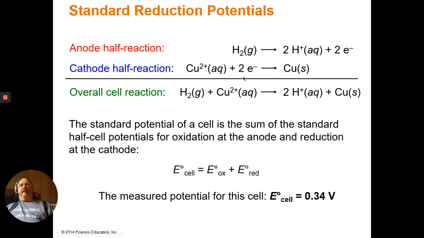Okay, here are the 2 half reactions. Hydrogen's the anode, copper's the cathode. And the cell potential is equal to the sum of the oxidation potential plus the reduction potential. The measured potential for this cell is 0.34 volts.